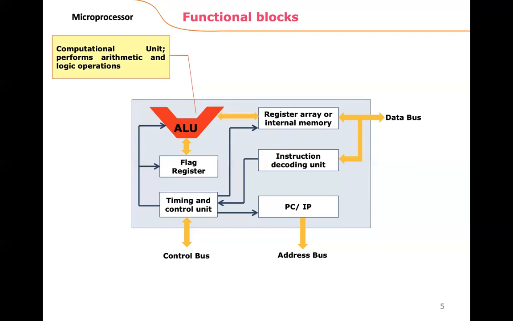One flag is the sign flag. Sign flag tells whether the result is positive or negative. Then the carry flag: whether your result has a carry or not. Zero flag: whether your result is zero or not. Then parity flag, etc. I will discuss these in the next class. This is the flag register. The flag register is one part of the memory. Register is memory.